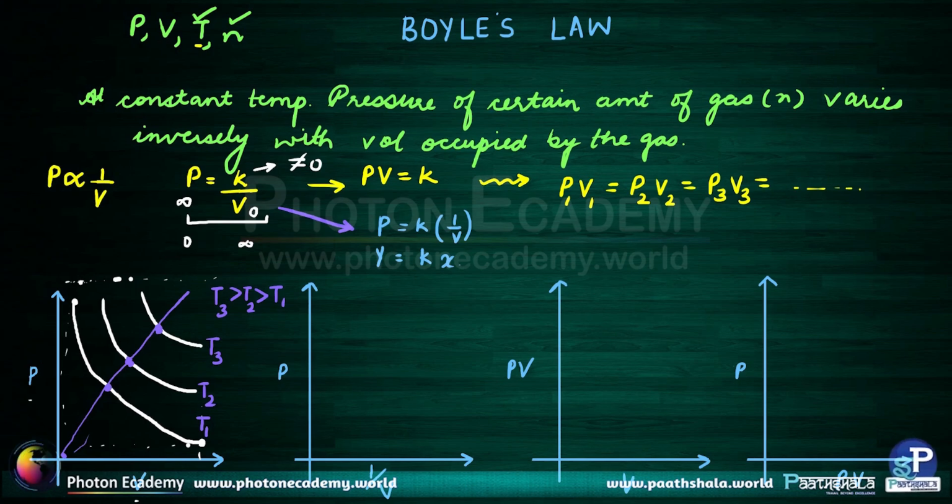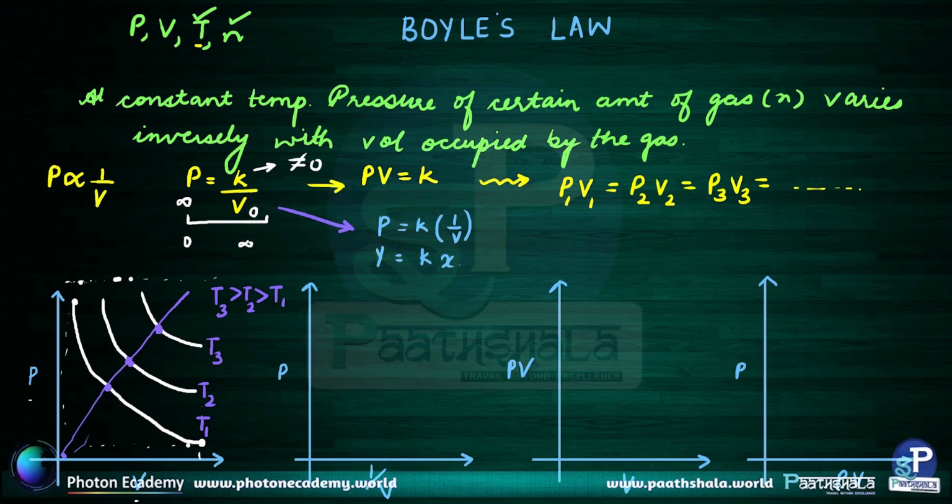However, if you look carefully, passing through the origin, that is P is equal to 0 and V is equal to 0, would mean that the quantity on the x-axis is also 0. And if we look carefully, the quantity on the x-axis is 1 by V. 1 by V is equal to 0 would imply that V has gone to infinity, which is not practically possible.